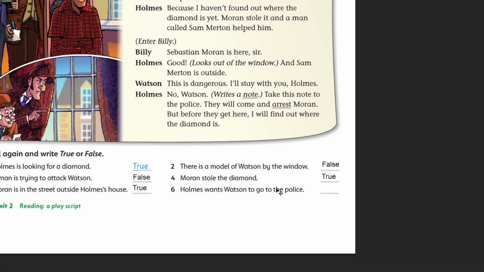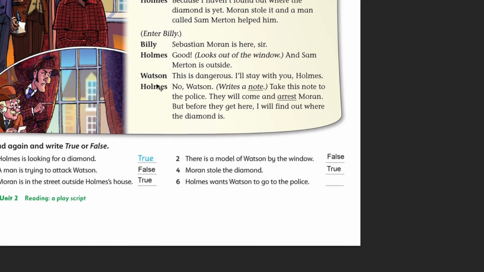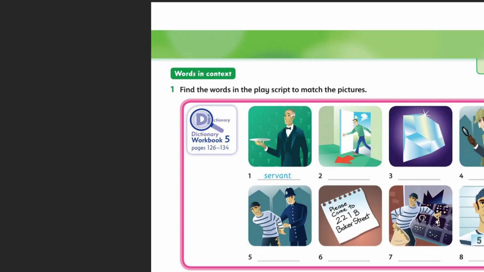So Holmes wants Watson to go to the police. Is it correct? Okay, yes, in this part, he writes a note, "Take this note to the police. They will come and arrest Moran, but before they get here, I will find out where the diamond is." So the answer is true. He wants Watson to take a note to the police. Alright, okay, let's go to page 21.